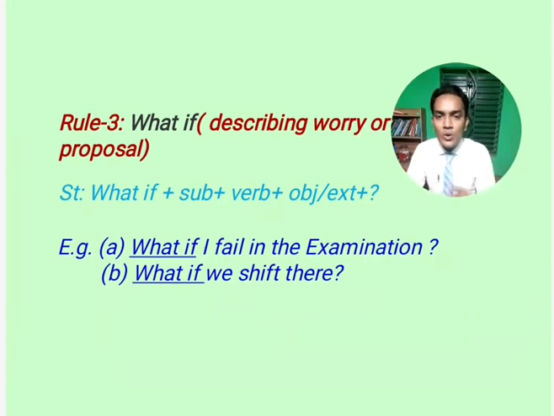The first one, what if I fail in the examination? What if I fail in the examination? What can you understand by this sentence? Of course, worry, right? Worry in your mind. That means, what will happen if you fail in the exam? Number B, what if we shift there, right? It's a proposal. Next.